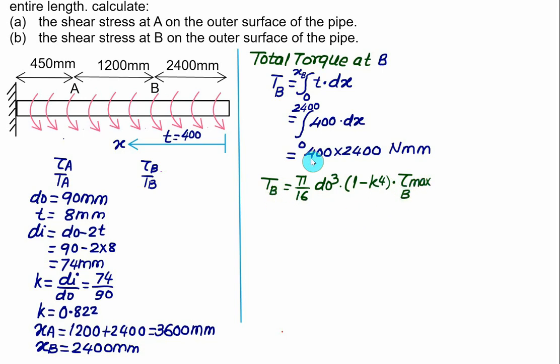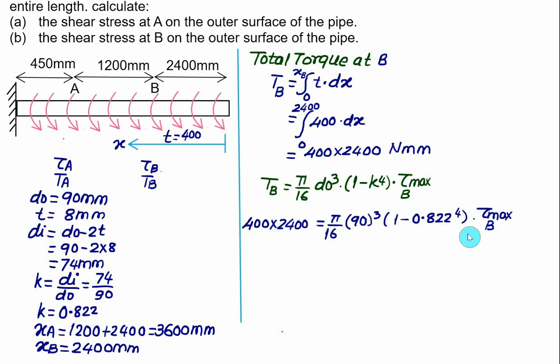Torque at B is the same, 400 into 2400. DO is equal to 90. K is equal to 0.822. So we can calculate the shear stress at B. Just substitute all the values and solve for maximum shear, the same thing that we have done initially. So the maximum shear at B will be equal to 12.41 megapascal.